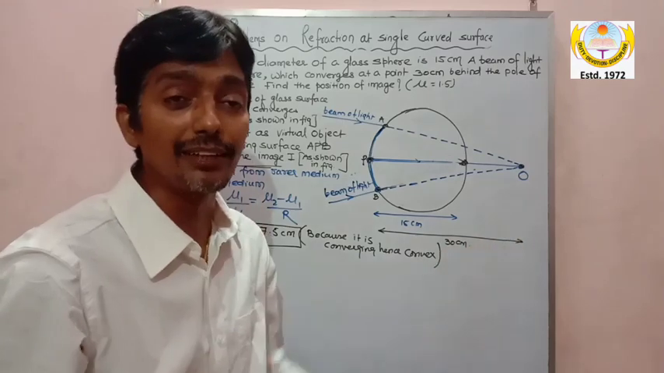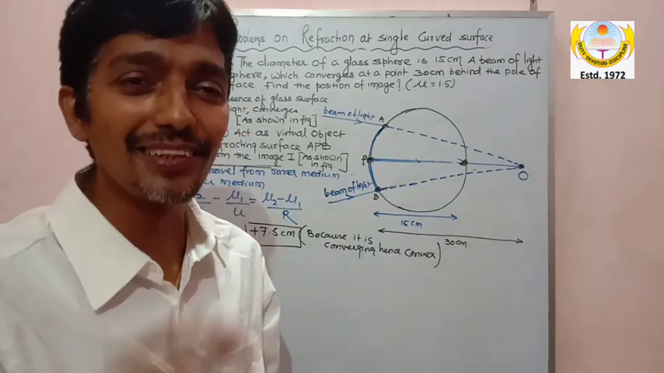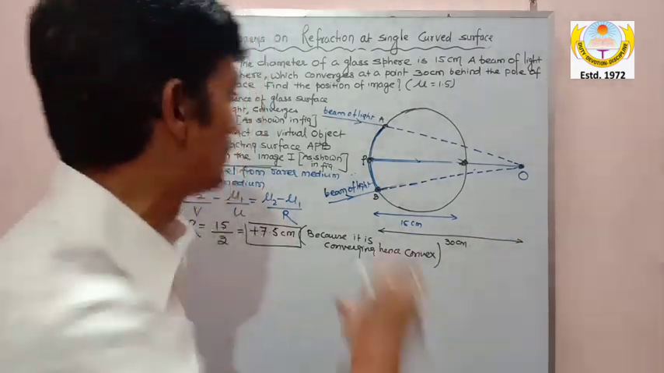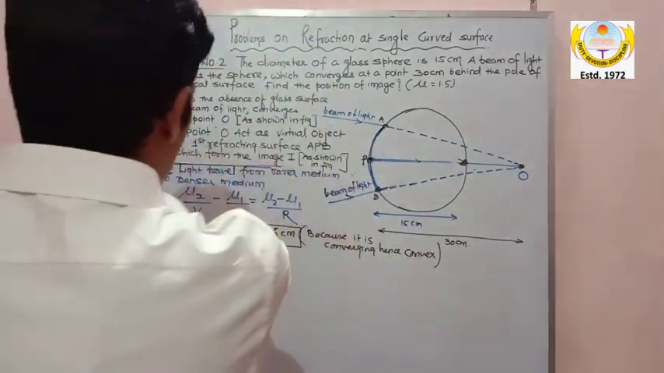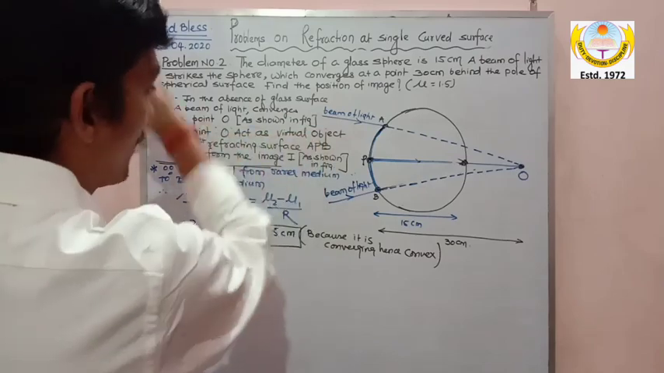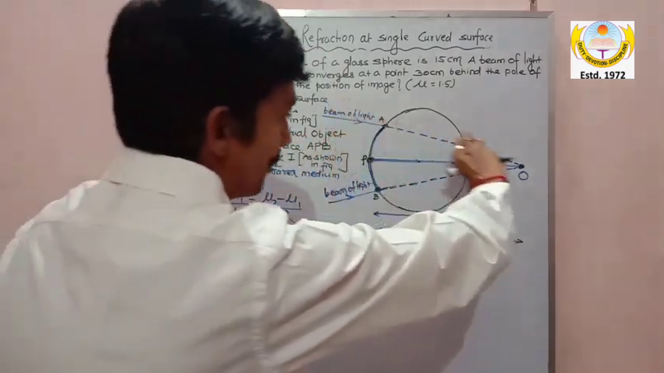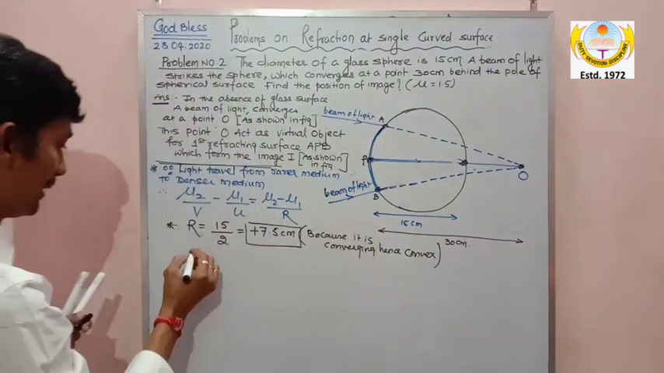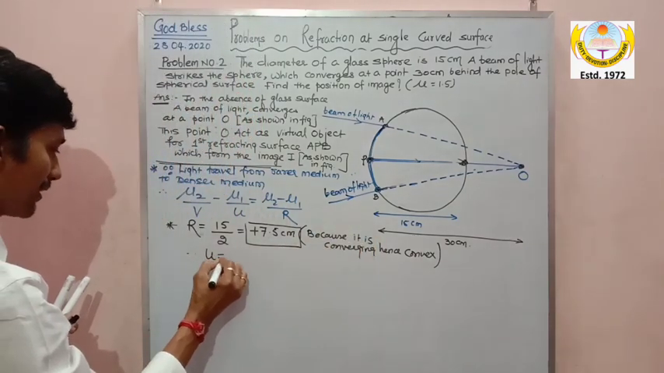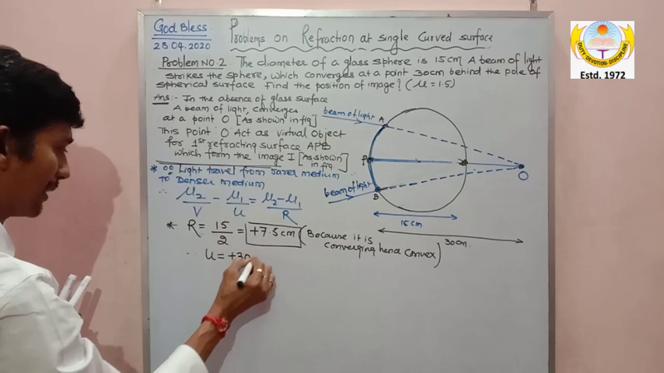Here the object is virtual, not real, because the light is coming from distant objects. So we don't measure the distance of the object from the pole here, since the light converges here and it is a virtual object, my dear. Here let me tell you, very important: u is equal to plus 30 centimeter.